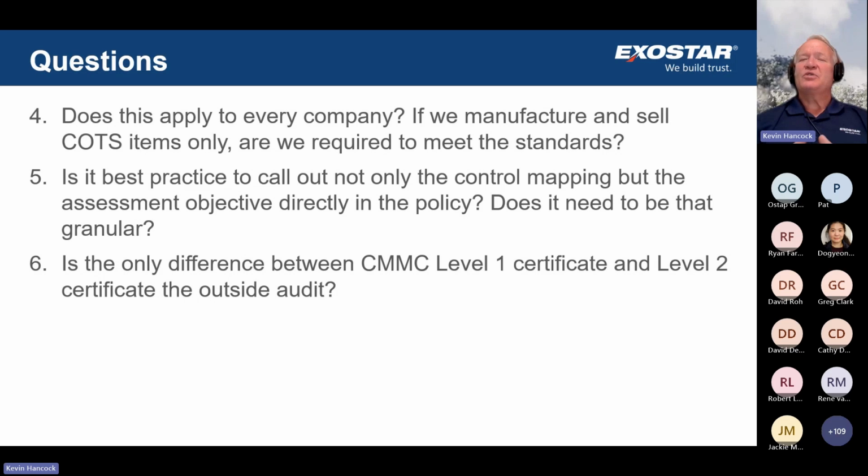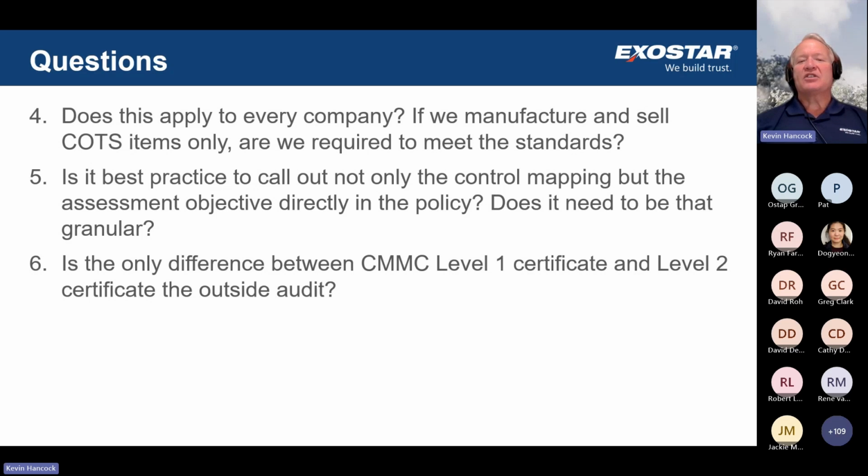Now, if you sell only COTS, which is commercial off-the-shelf products, you're most likely just level 1, where you've got those 15 requirements that you have to have in place to secure federal contract information. And then only if you receive controlled unclassified information do you have the additional controls, and then only if you receive controlled unclassified information in certain categories will you be in level 3. So it's a graduated scale, if you will.